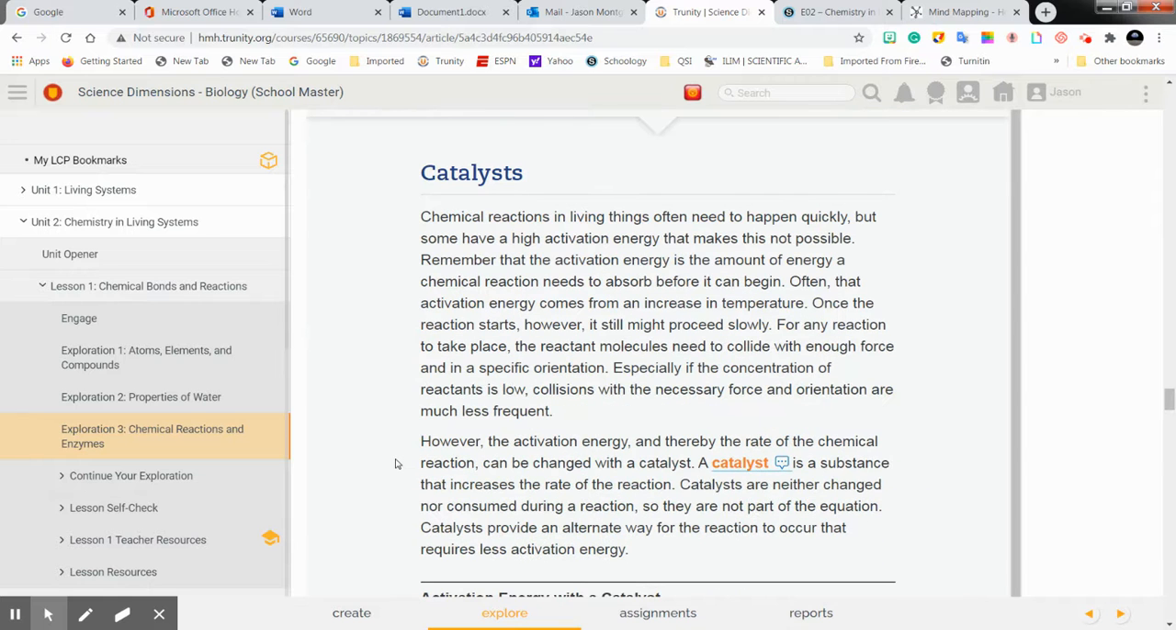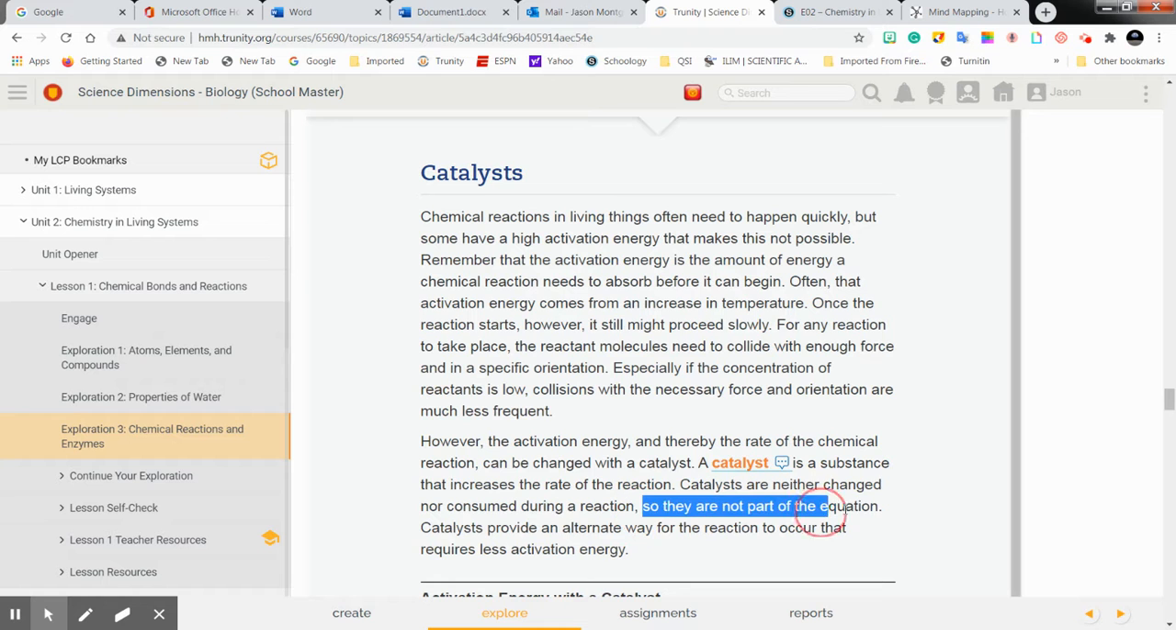Now here's the part that I want to emphasize, because this should be brand new to everybody: the concept of a catalyst. In biology, a catalyst is a substance that increases the rate of a reaction. So it's some type of substance that basically helps speed up chemical reactions. Catalysts are neither changed nor consumed during a reaction. This is an important concept to know.